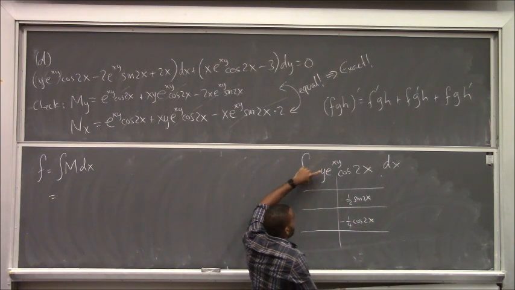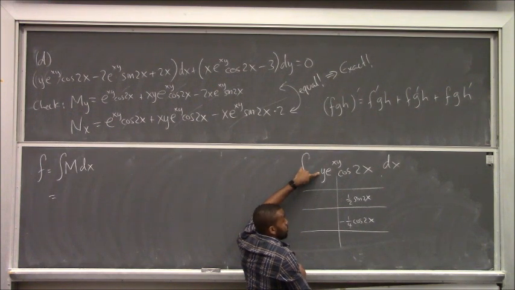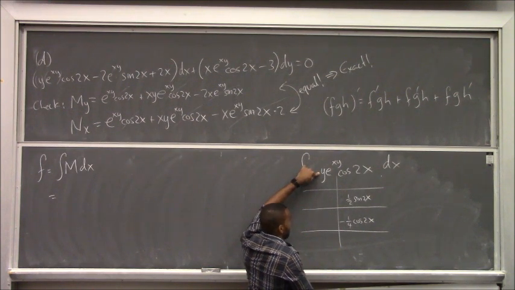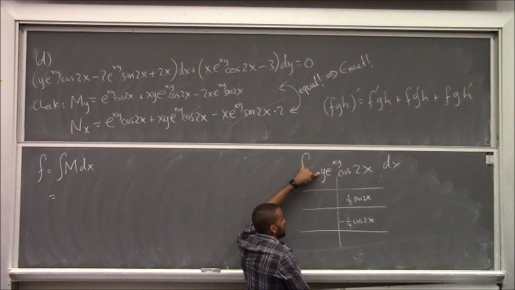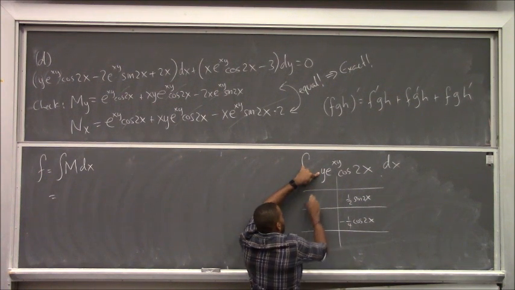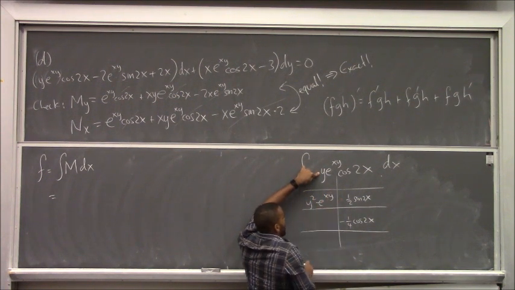And now you keep differentiating this guy with respect to x. So don't mess that up. With respect to x, differentiate this: y squared e to the xy. And then differentiate with respect to x again: y cubed e to the xy.